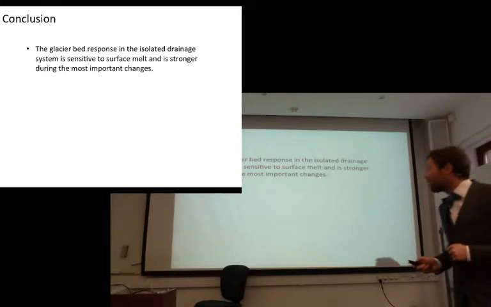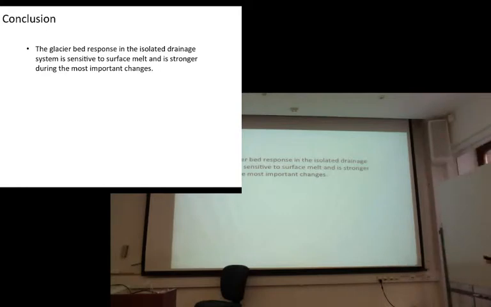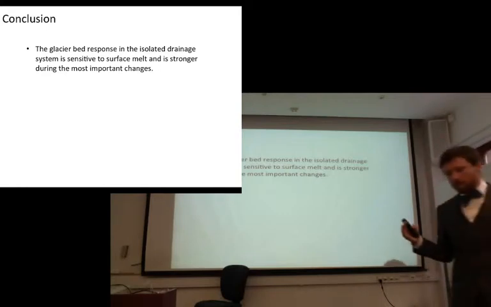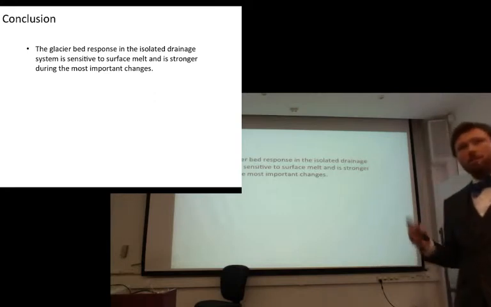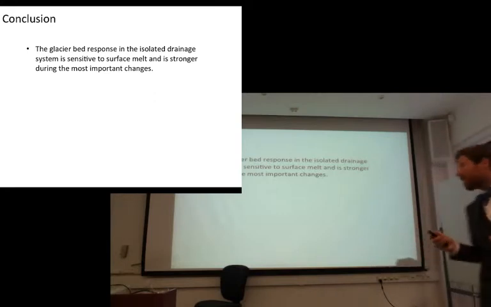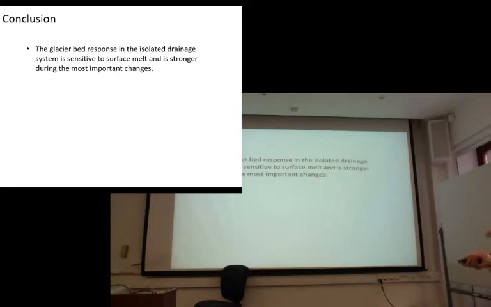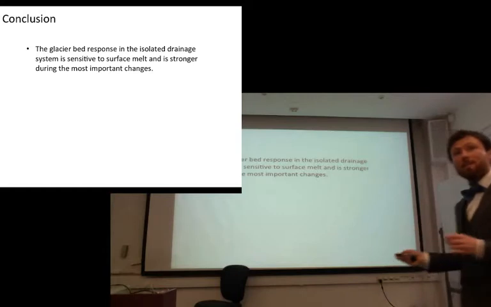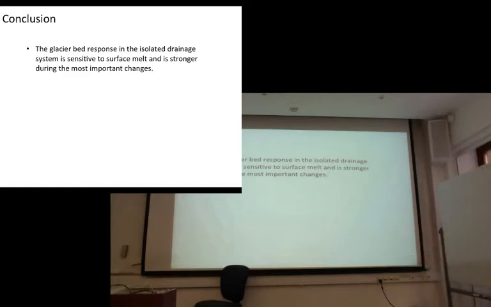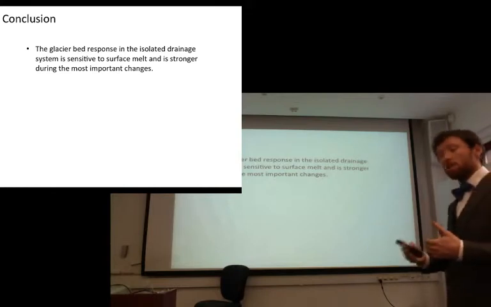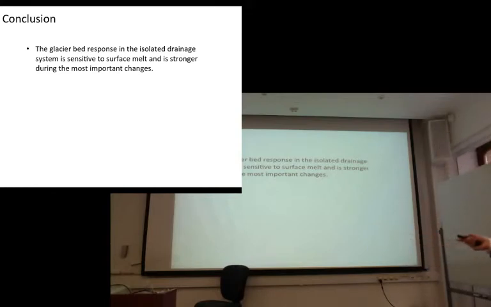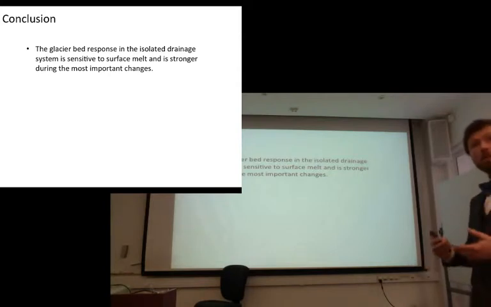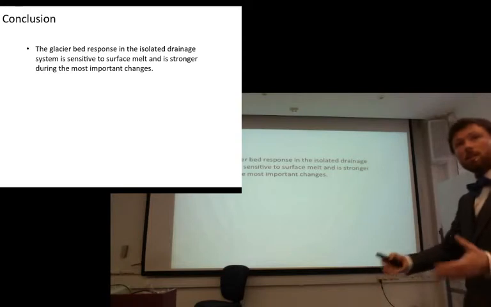And so, the conclusion: we think that we are measuring the isolated drainage system. It's a system that is responding to the surface melt and to the pressurization of the channels that we have at the glacier bed. The pressure changes, the response of the glacier bed, are the most important when the drainage system is not developed, or when we have too much meltwater and the system can't take it.